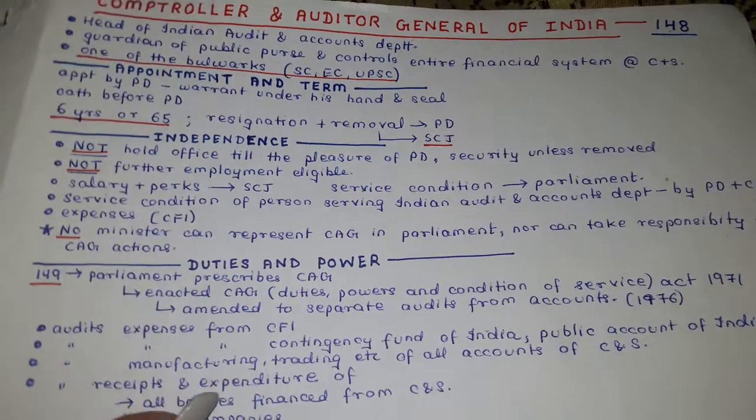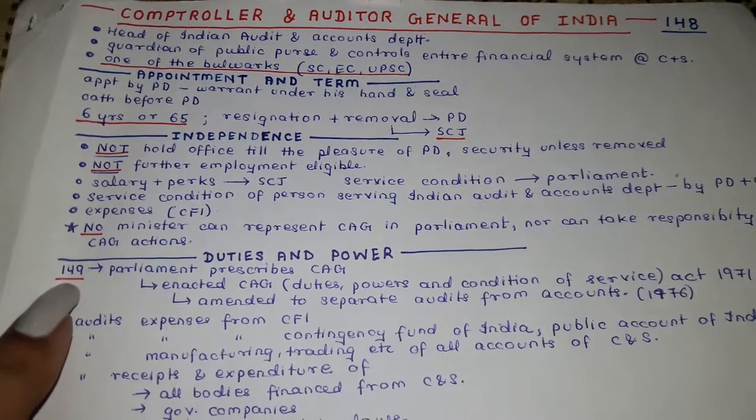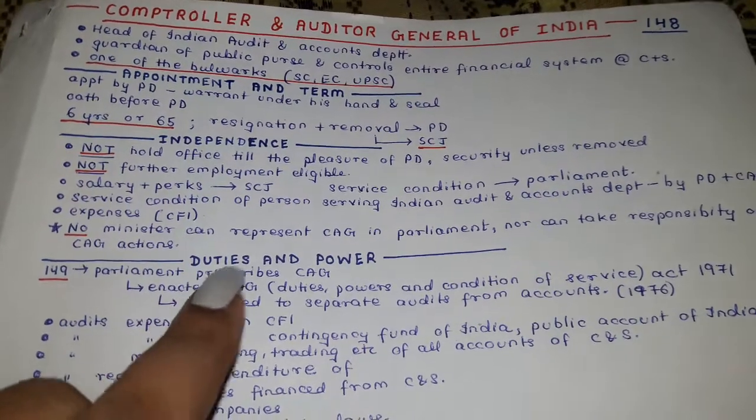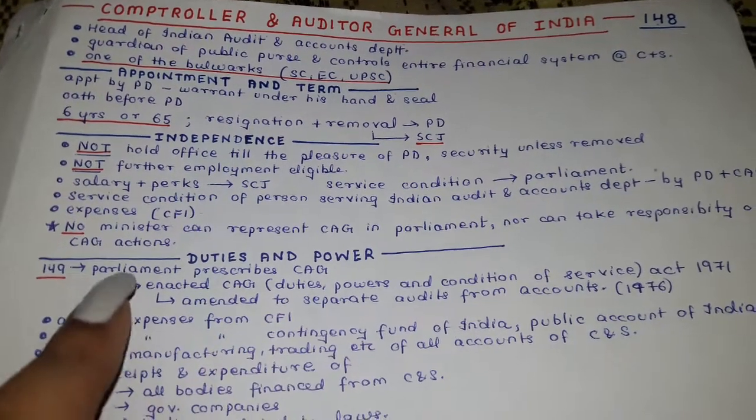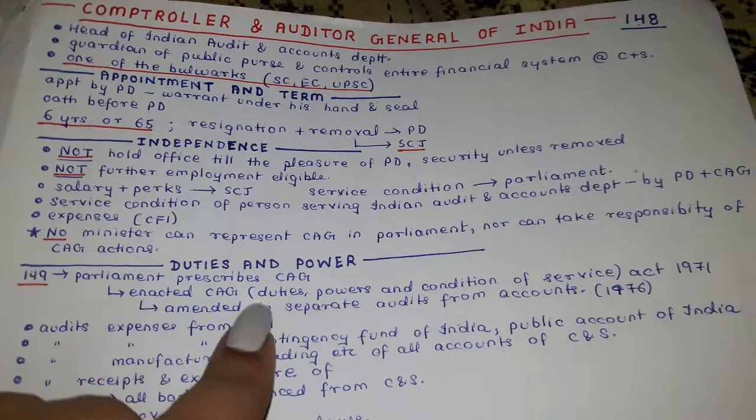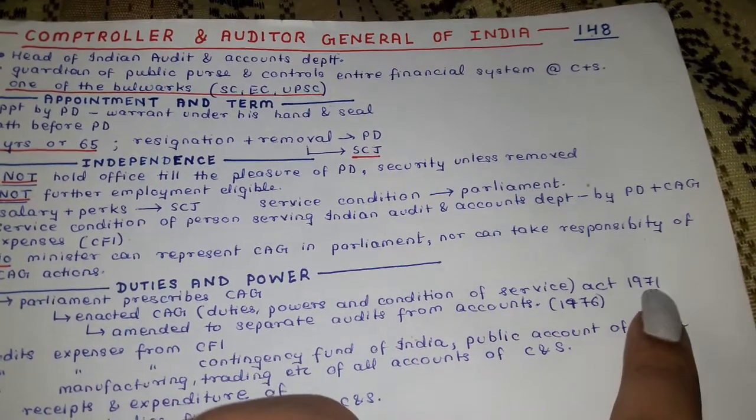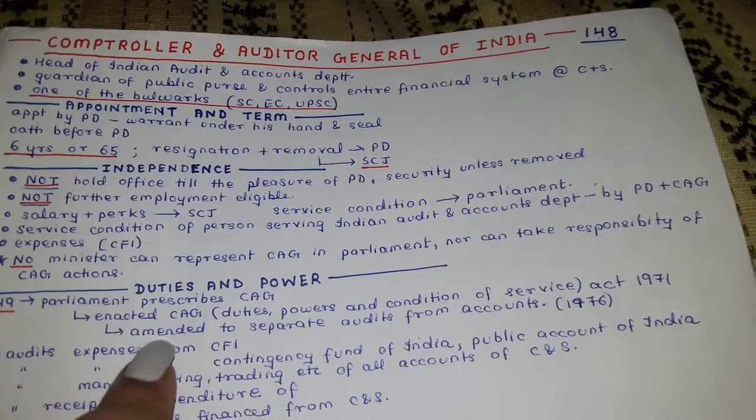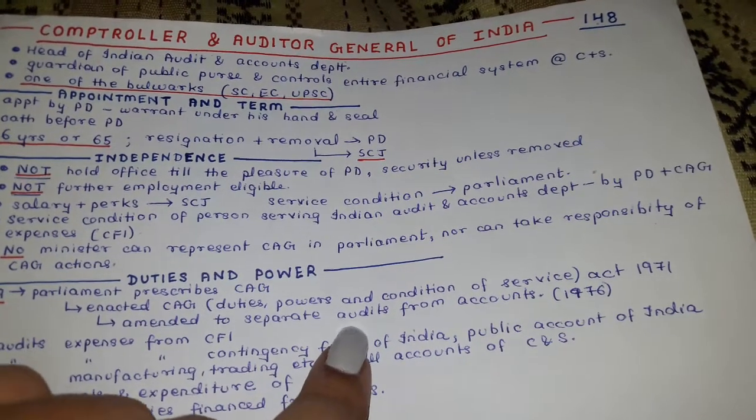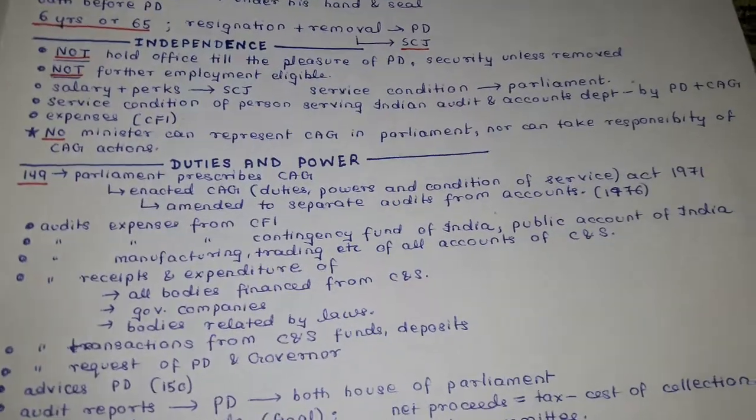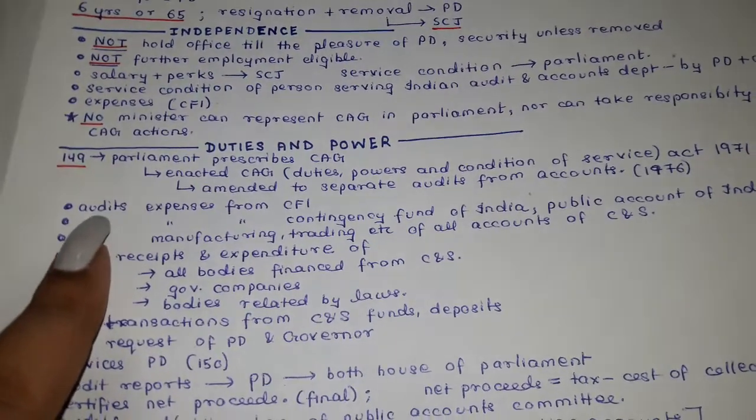Now let's discuss the duties and power. The Article 149 has given power to the Parliament to prescribe the duties and powers of CAG. Okay. Then Parliament enacted Duties and Powers and Conditions of Service Act 1971, which was amended to separate the audit from accounts in 1976. Okay. Now we have he audits. Let's talk about his duties.